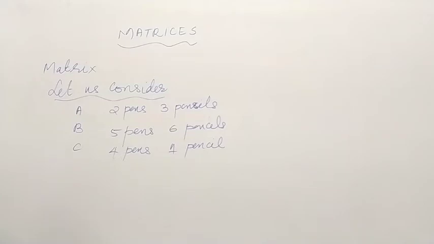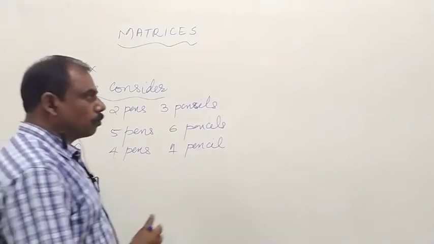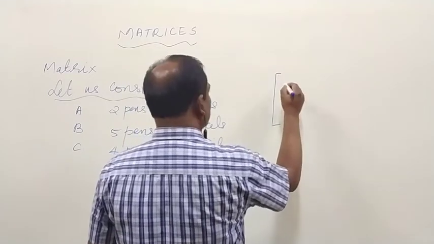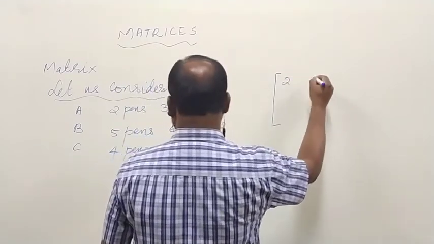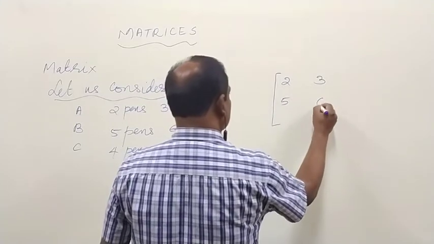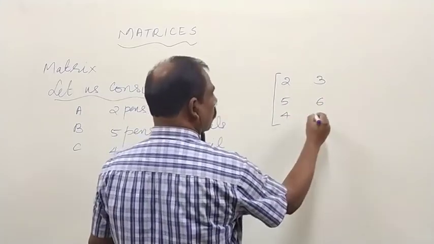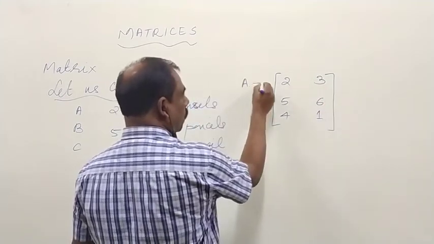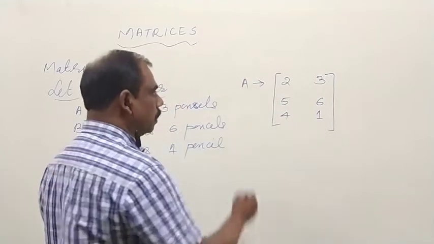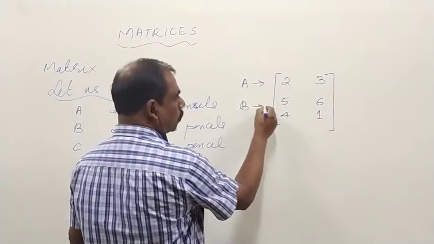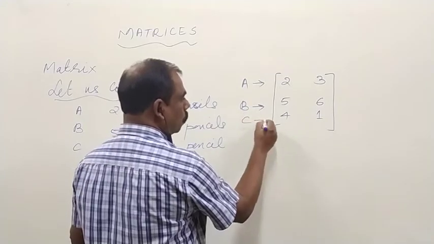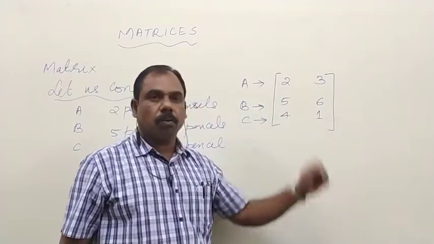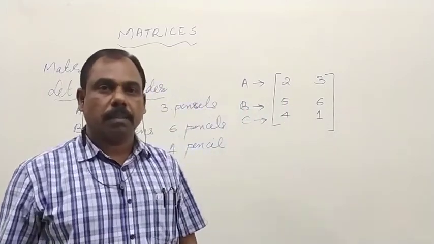This data we can present in a rectangular form like 2, 3, 5, 6, 4, 1. The first row corresponds to the items that A has, the second row corresponds to B, and the third row corresponds to C. This type of arrangement, a rectangular arrangement, we call a matrix.